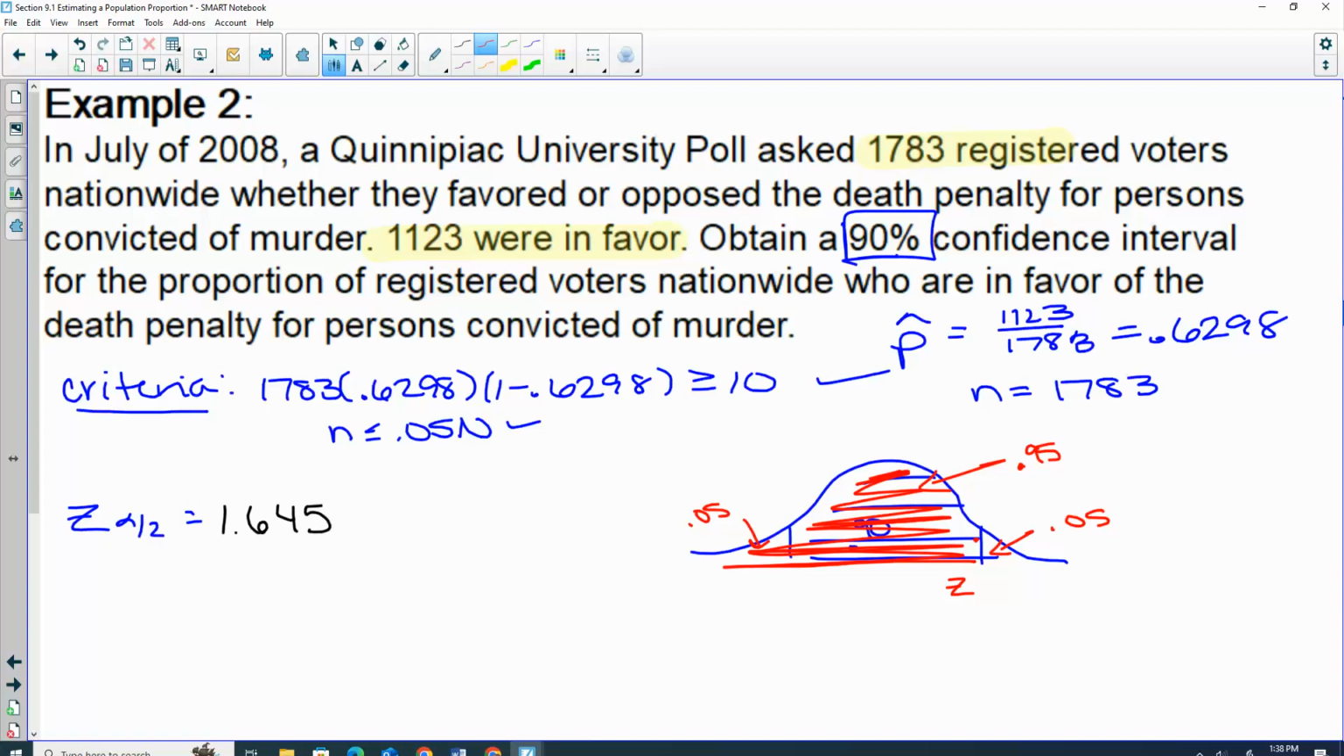I want everybody to make sure they can find that on their table and understand that. We're good with that? That's probably the hardest part of today. So now, the formula. Look at your formula sheet. This is what you have in front of you for a test. Okay, so it tells us to make our confidence interval.